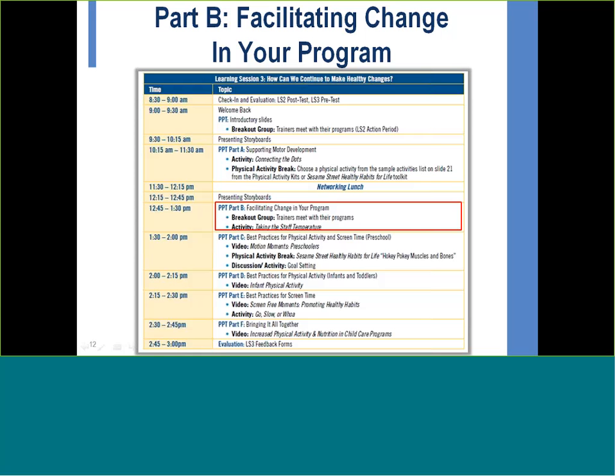During the Learning Session 3 action period, the leadership team should find about 1 to 2 hours to train their program staff, about the same amount of time it's been taking them for the Learning Session 1 and Learning Session 2 action periods. They'll use the Sesame Street Healthy Habits for Life toolkit to complete the Learning Session 3 group discussion worksheet. This toolkit will be introduced in Part C of this presentation, where you discuss the best practices for physical activities for preschoolers.